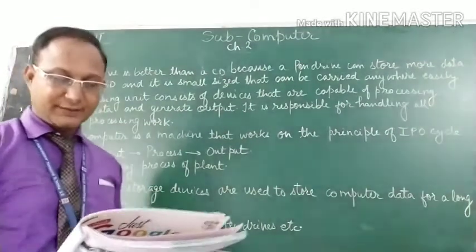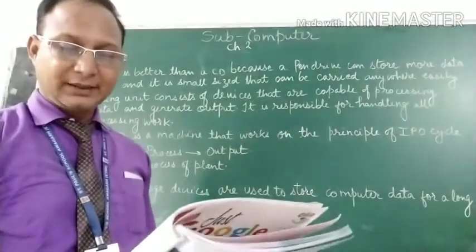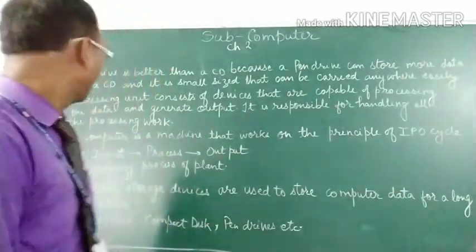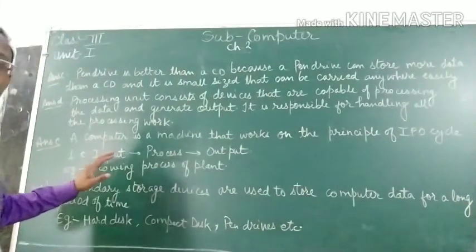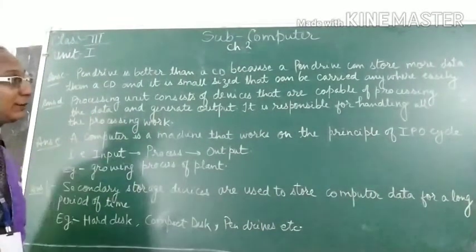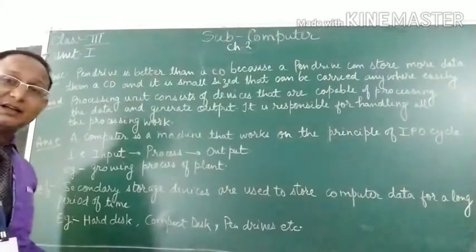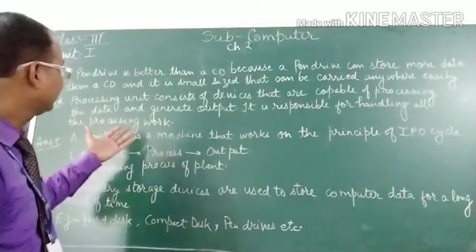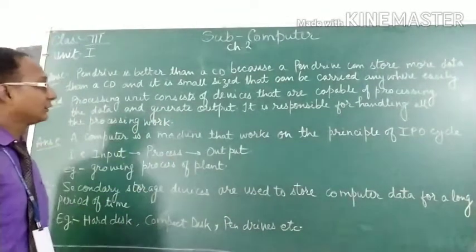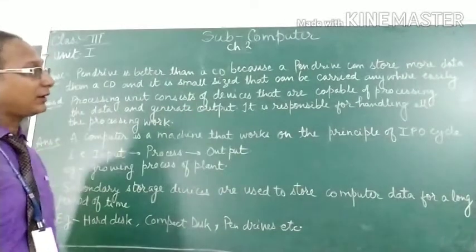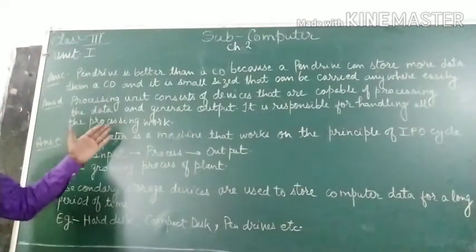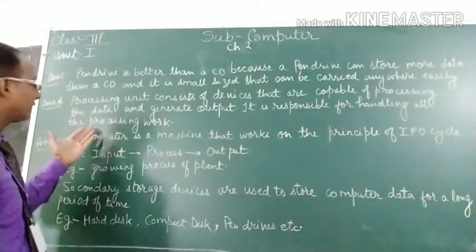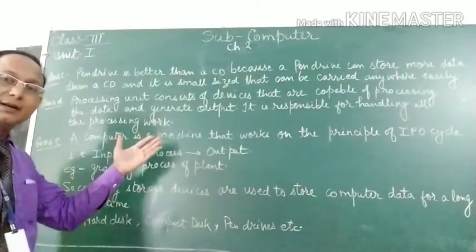Now the next question: what is a processing unit? Name the different types of unit in a computer. Okay, let us see. Processing unit consists of devices that are capable of processing the data. What are the uses of a processing unit? For processing data and generating output. It is responsible for handling all the processing work. Note it down.